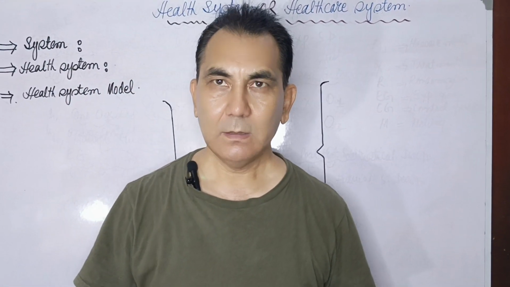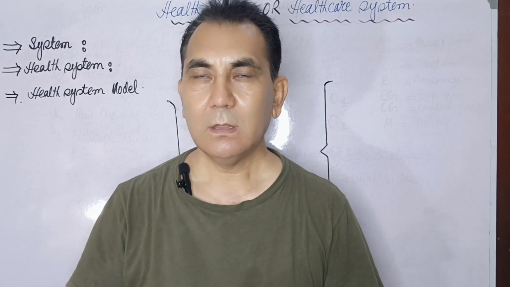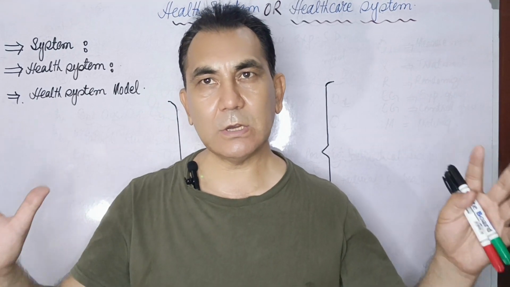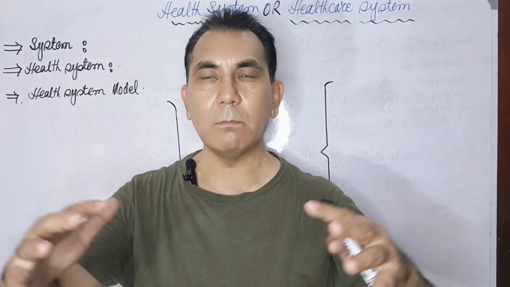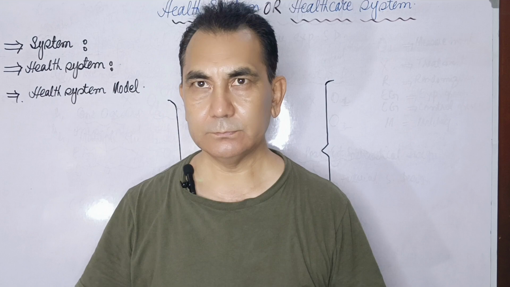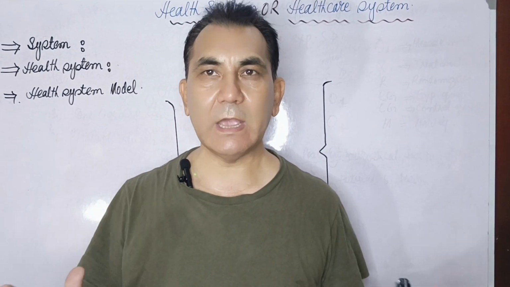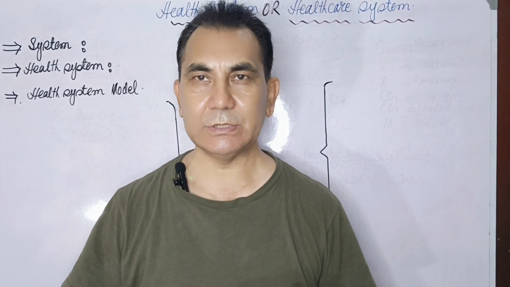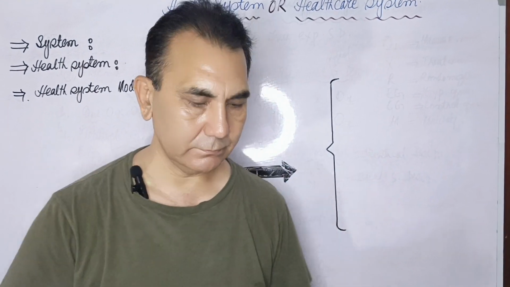What is a system? Let me clear the thematic definition of the system. A system is a set of activities or components which are interconnected with each other. They work together in an organized way to achieve a common goal.